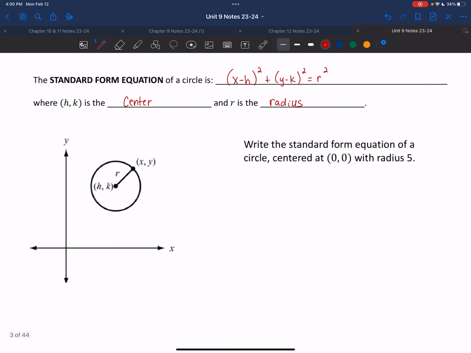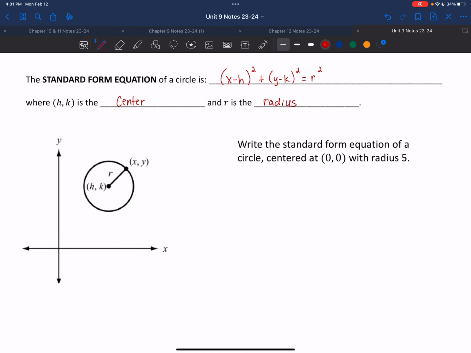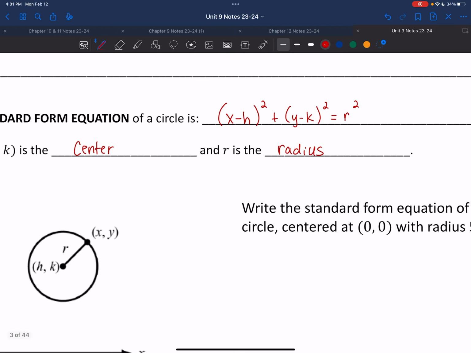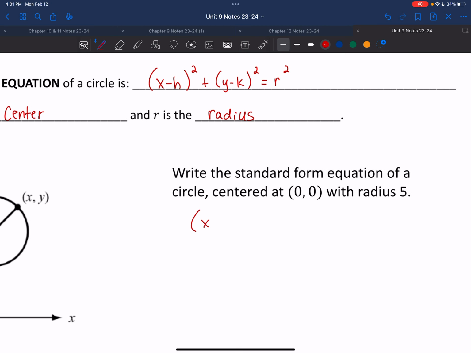All right, now it says write the standard form of equation of a circle centered at 0, 0 with a radius of 5. So if I'm using the standard form, okay, it's going to be x minus 0. Okay, this is your h, this is your k, and this is your r. So it's going to be x minus 0 squared plus y minus 0 squared equals r squared, so 5 squared. So really, if you have this x minus 0, you can just reduce that to x squared. Same thing with the y. Y minus 0 is still just y squared equals 5 squared. That's 5 times 5. That's the same thing as 25.